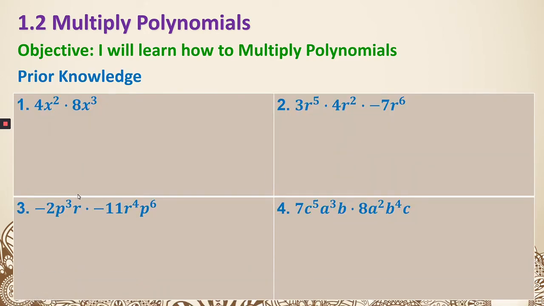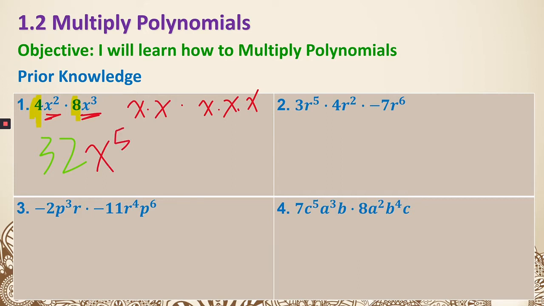Number 1, 4x squared times 8x cubed. Something to be careful with is we need to make sure we multiply the numbers together. That gives us a 32. And then when we multiply the variables that have exponents, remember, we're adding the exponents because x squared is x times x, then x cubed is x times x times x. Altogether, we actually have 5 of them, which is x to the 5th power.